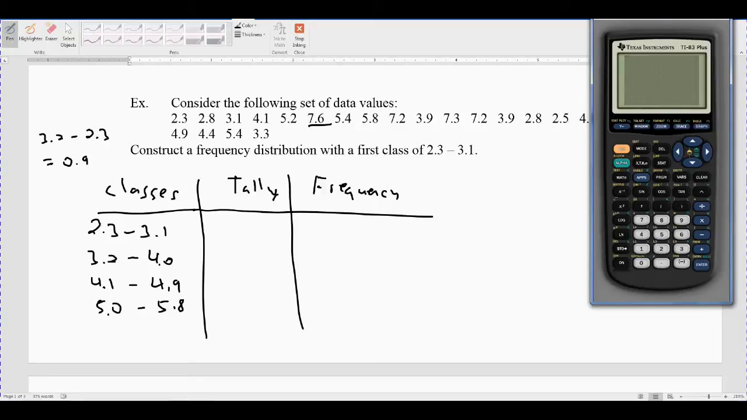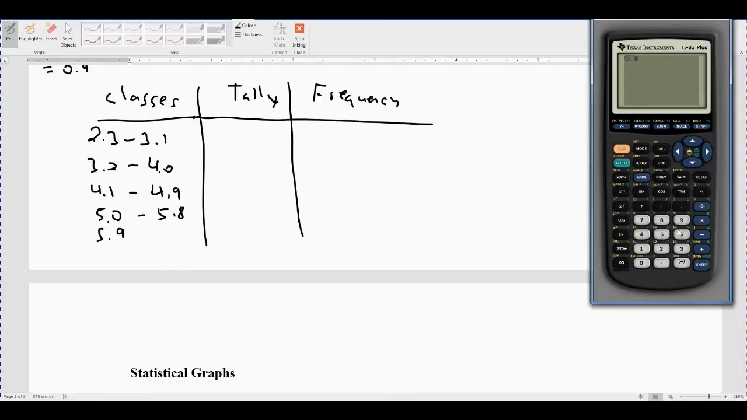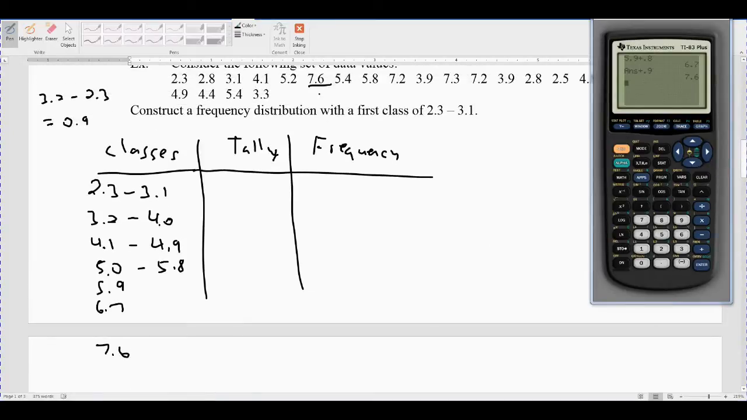We're going to keep on going with our classes. 5.0 to 5.8. 5.9 plus 0.8, 6.7. Let's add 0.9. 7.6. That's as high as I need to go, because 7.6 is the biggest number we have. So let's just go ahead and take the 5.8 and add 0.9. We get 6.7.